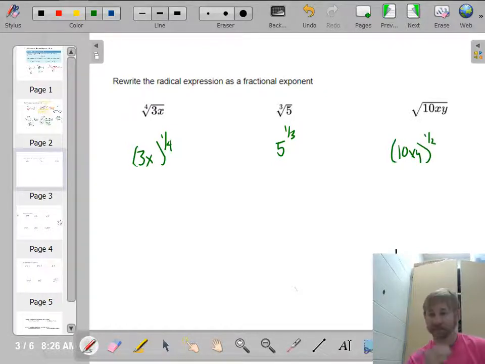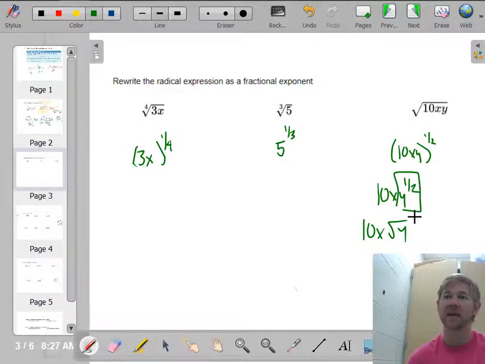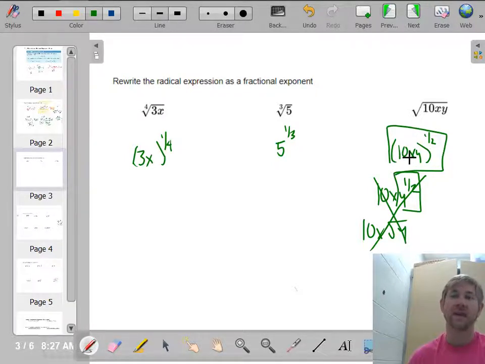Since there's not really a lot of simplifying I'm doing here, I'm just rewriting them. 10xy to the 1/2 power. But the parentheses are important. If you don't put the parentheses, that's wrong. If I write this, it's not correct because what this is saying is 10x times the square root of y. That exponent is only being applied to the y. You need to make sure you understand the difference. It's the quantity that is all underneath the root. So all of that needs to be underneath.